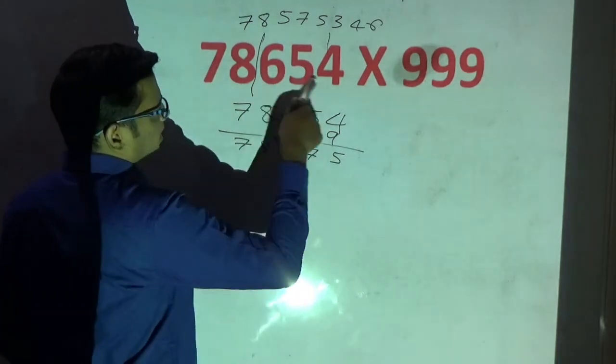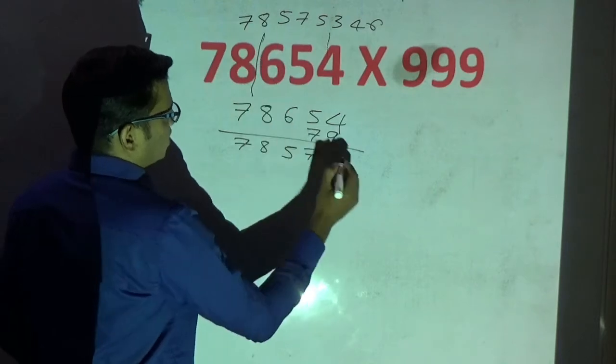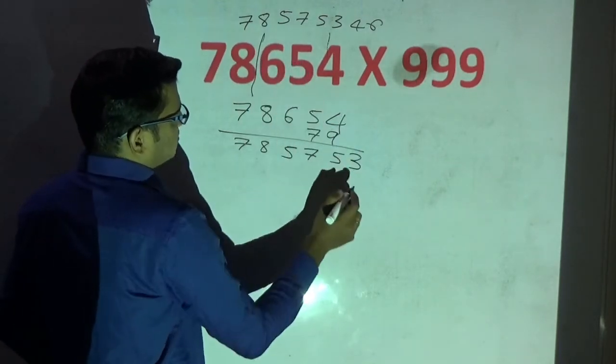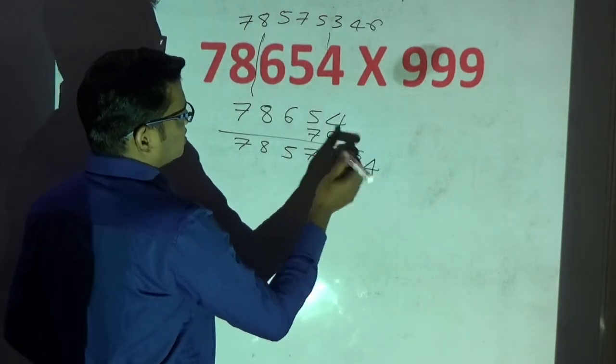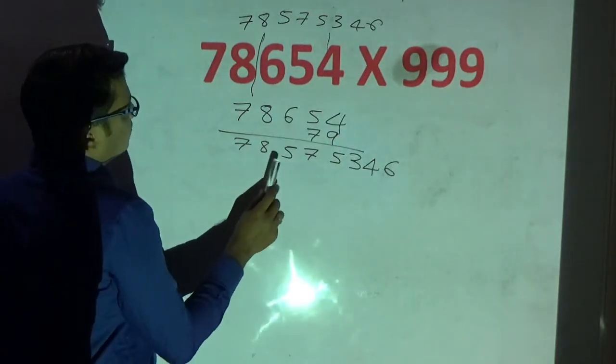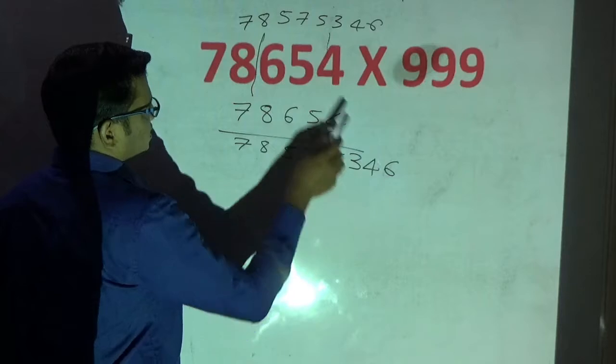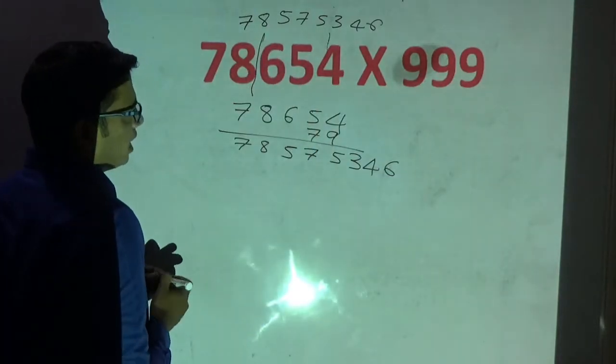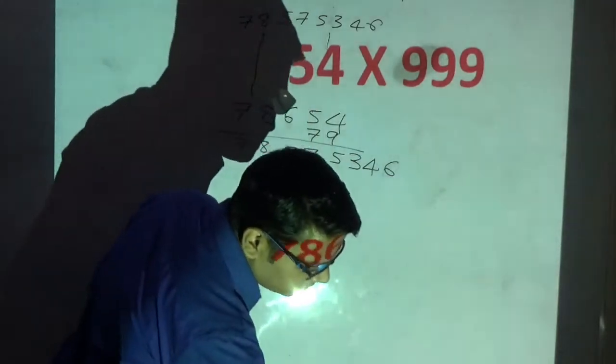Now apply all by 9 and last by 10 for this. 9 minus 6 is 3, 9 minus 5 is 4 and last by what? 10. 10 minus 4 is 6. Now you check. 78575346. Same answer I got. Hope you are understanding. Okay, few more examples we will take.